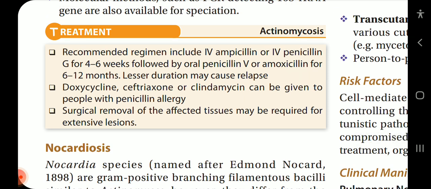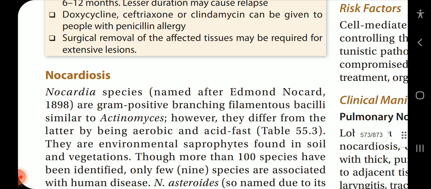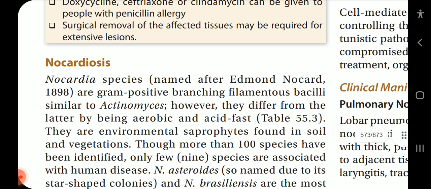Treatment of actinomycosis. A recommended regimen includes IV ampicillin or IV penicillin G for 4 to 6 weeks, followed by oral penicillin V or amoxicillin for 6 to 12 months. Lesser duration may cause relapse. Doxycycline, ceftriaxone, or clindamycin can be given to people with penicillin allergy. Surgical removal of affected tissues may be required for extensive lesions.